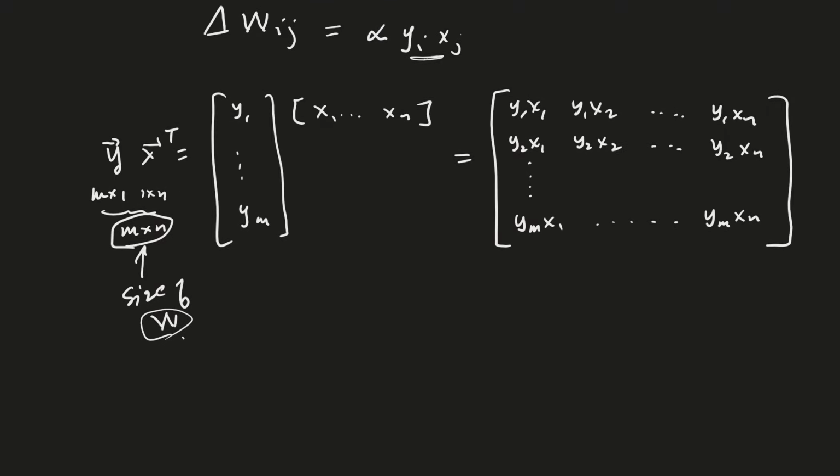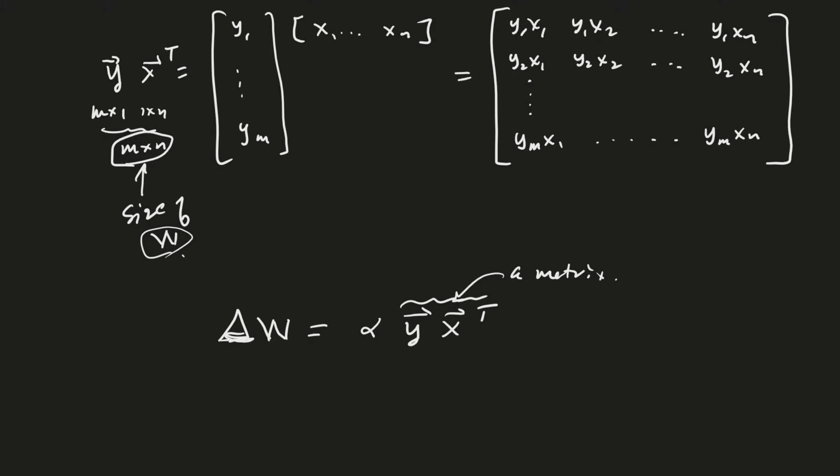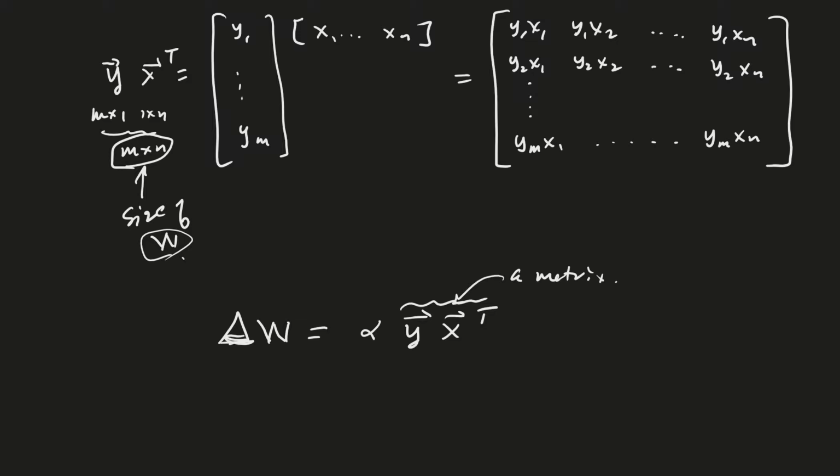And so that's why we can say that the change in the weights as a matrix we could write as alpha times y times x transpose. And remember that this is a matrix. Good. So we can update the matrix all at once.